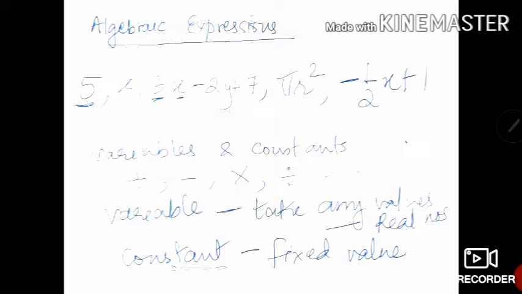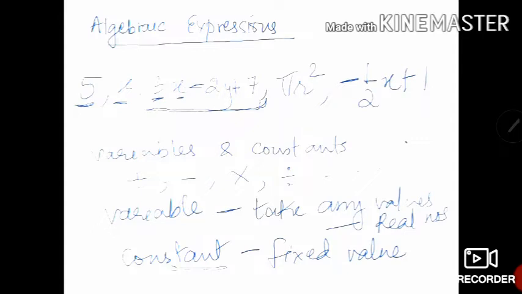Example, area of a circle is given by pi r square. Here pi is a constant number which will not change, but r is a variable. So depending on the radius of the circle, the area can vary. Now 3x minus 2y plus 7. This is an algebraic expression. Even x is an algebraic expression which has one variable.